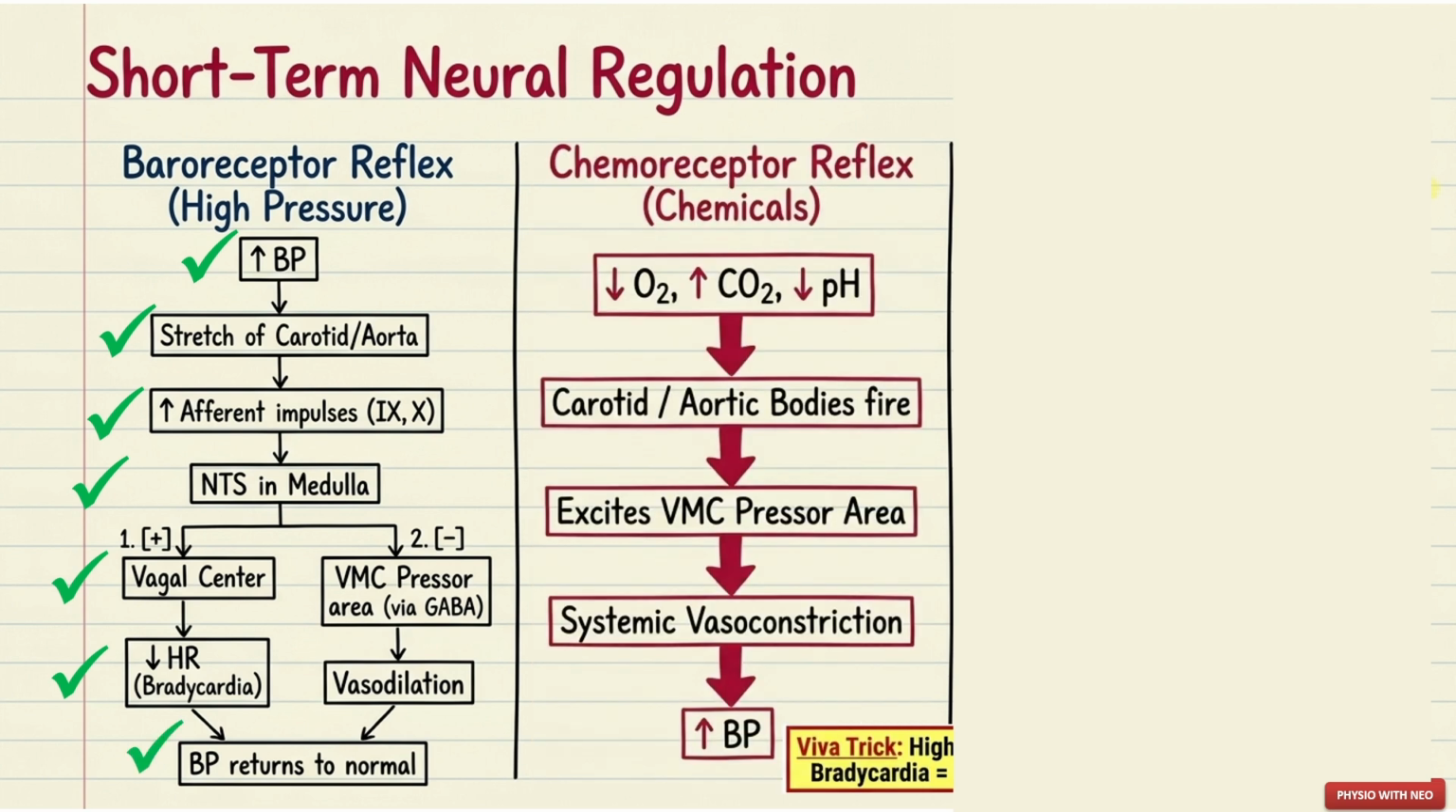The second mechanism is the chemoreceptor reflex through chemicals. Here the stimulus is a decrease in oxygen, an increase in carbon dioxide, and a decrease in pH.